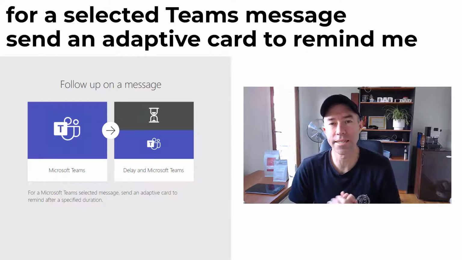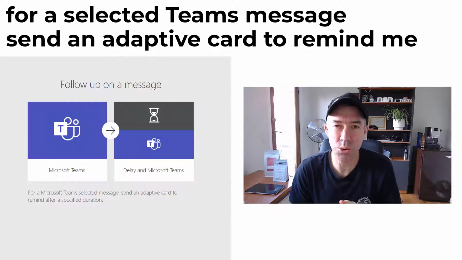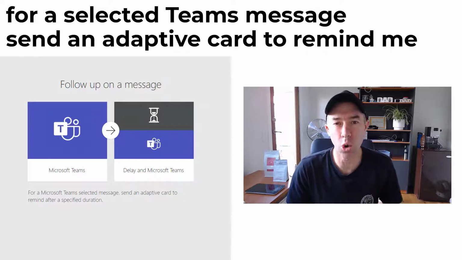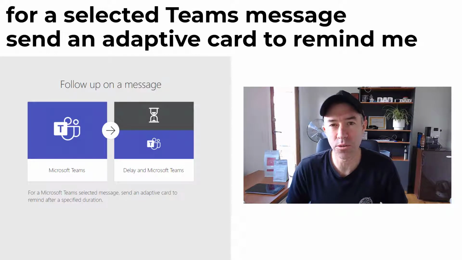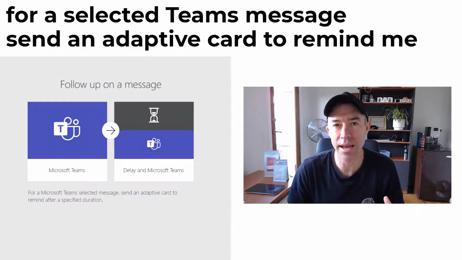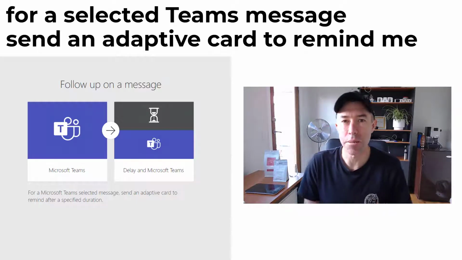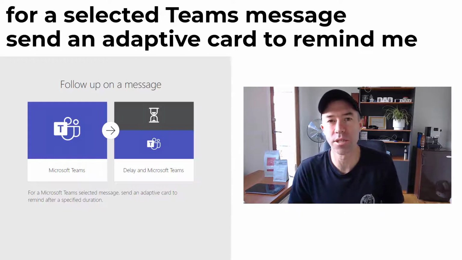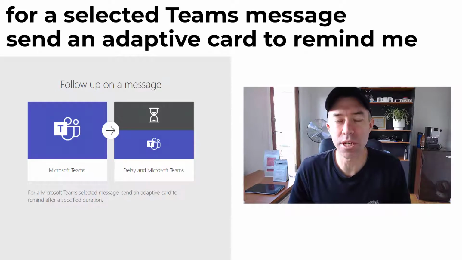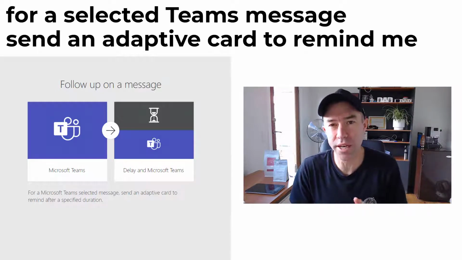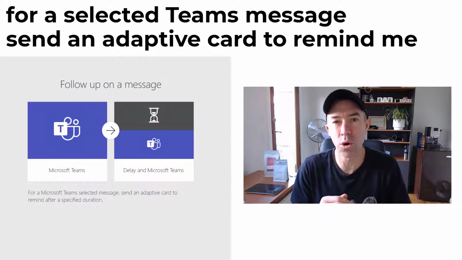Welcome to this episode where we're going to take a bit of a deep dive into a Power Automate flow that's going to help you stay on top of those messages that you might not have time to act on immediately in Microsoft Teams. So it's going to be using the new set of triggers for Microsoft Teams in Power Automate that's called For a Selected Message.